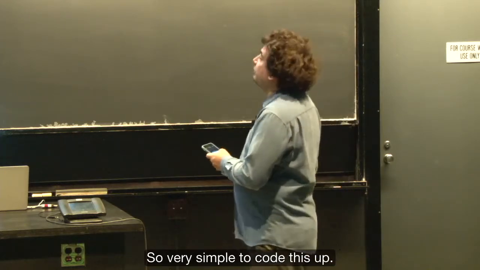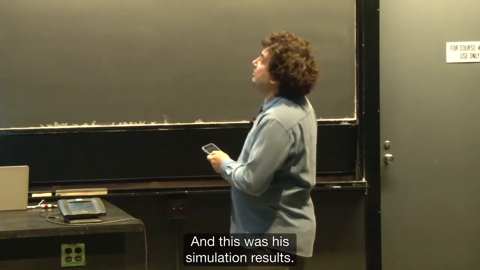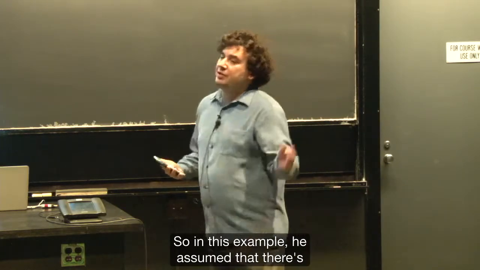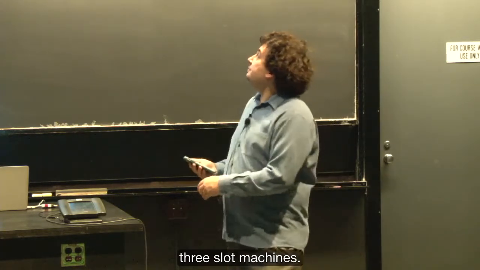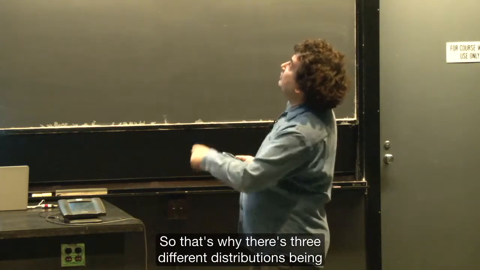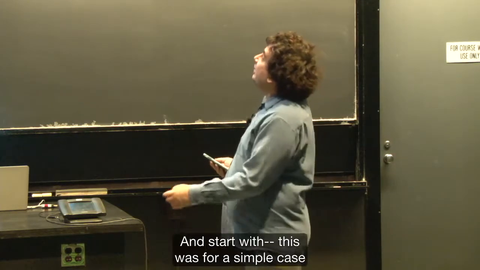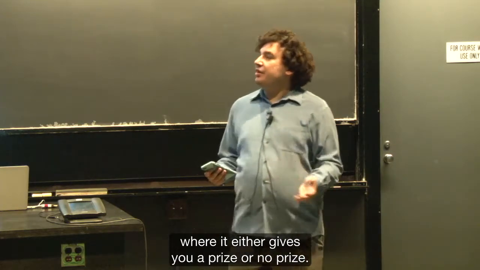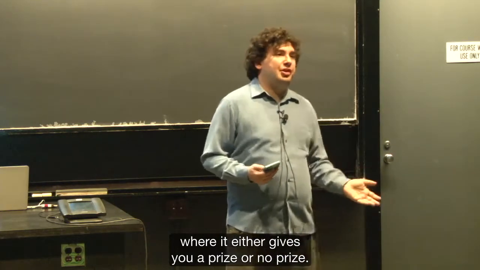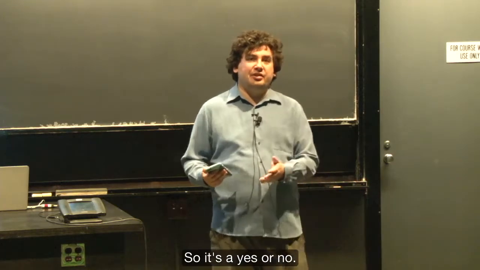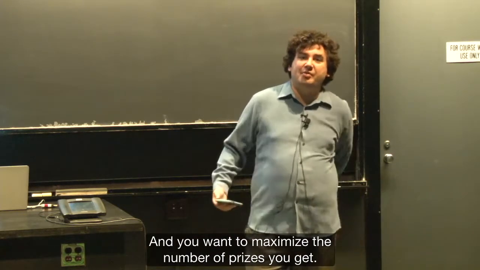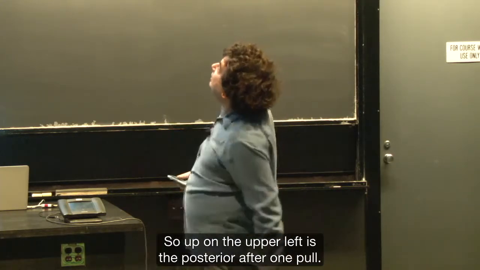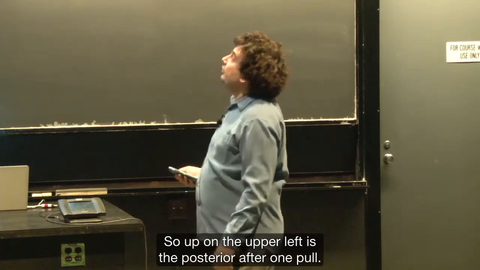So very simple to code this up, and this was his simulation results. So in this example, he assumed that there's 3 slot machines. So that's why there's 3 different distributions being shown here. And this is for a simple case where it either gives you a prize or no prize, okay? So it's yes or no, you get a prize, and you want to maximize the number of prizes you get. Okay, so up on the upper left is the posterior after 1 pull.